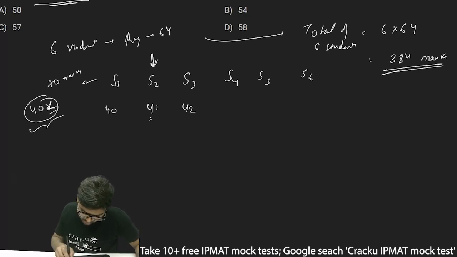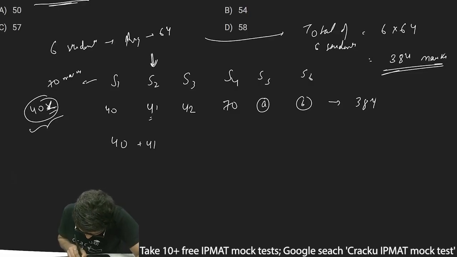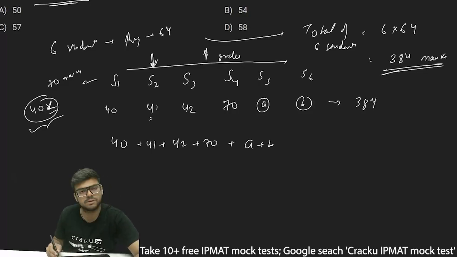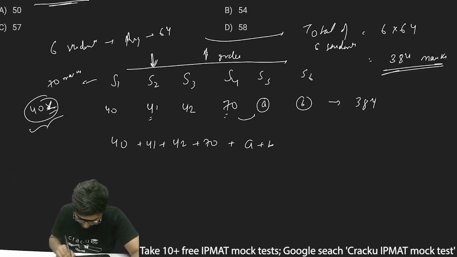Similarly, one of them is scoring 70. Now, the sum of all of them is 384. If I take the remaining two as A and B, then I can write 40 plus 41 plus 42 plus 70 plus A plus B. I am assuming that this is in increasing order. The values of A and B will decide whether this 70 can be here or here, but we have to check the values of A and B. So, this should be equal to 384.